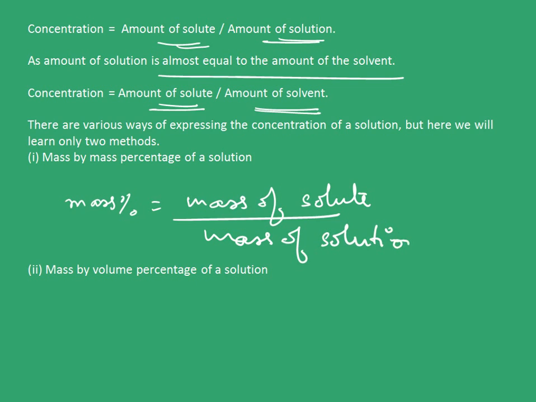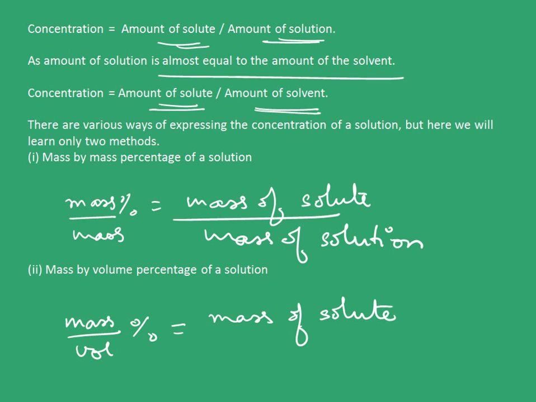Now similar to this, we have mass by volume percentage of solution. So this is mass by mass percentage. Mass by volume percentage of solution is mass of solute divided by volume of solution.